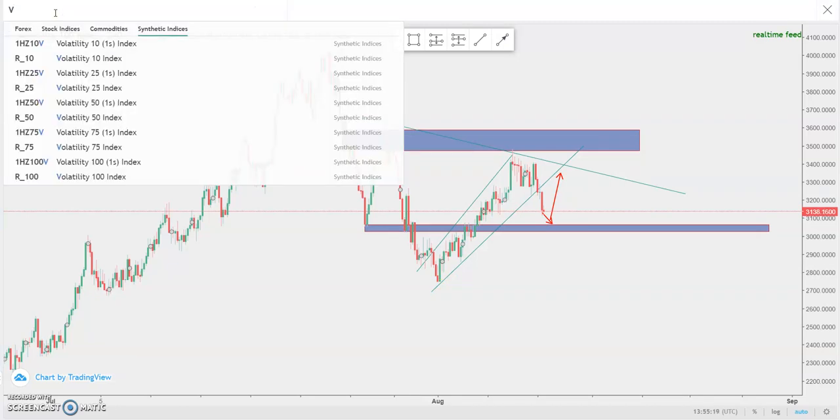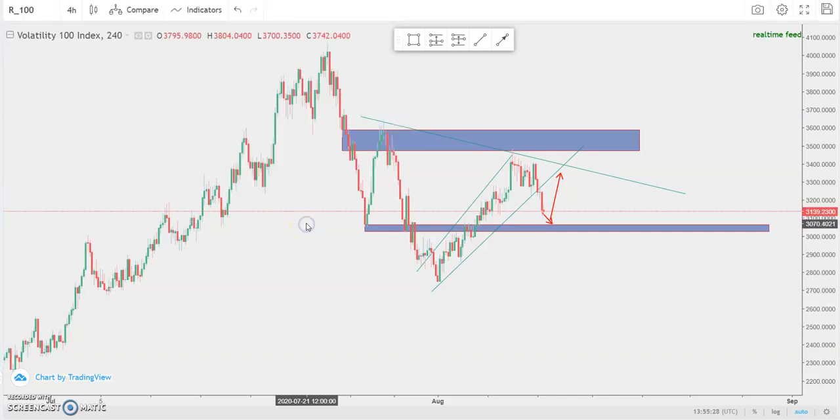I'm sure this has never been done, market analysis for all the indices. I think this is the first time I'm doing it, and it's quite rare. So this is what we are going to be doing each and every week.